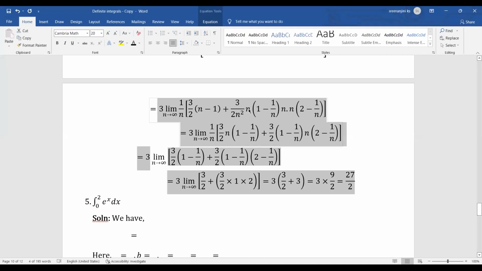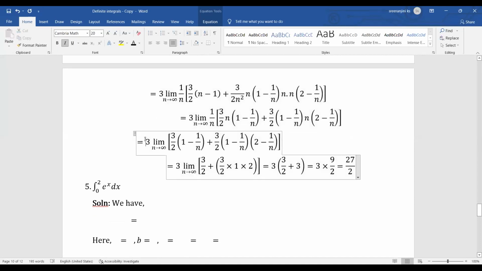And here we have n cube, 1, 2, 3. So n cube, so 1 n will remain there. 1 minus 1 by n into 2 minus 1 by n. Three into limit n tends to infinity. Inside the brackets, we have 1 by n. And if you are multiplying this 1 by n with this n, they'll get cancelled. So what remains is 3 by 2 into 1 minus 1 by n plus 3 by 2 into 1 minus 1 by n into 2 minus 1 by n. These two n will get cancelled with this 1 by n. This n and this n with this 1 by n.